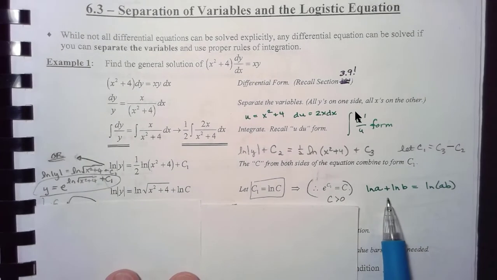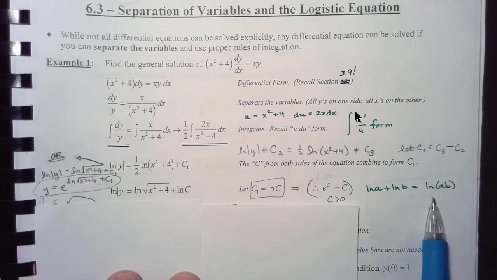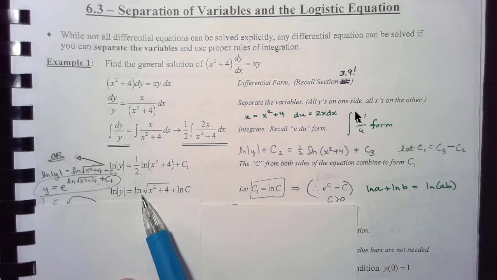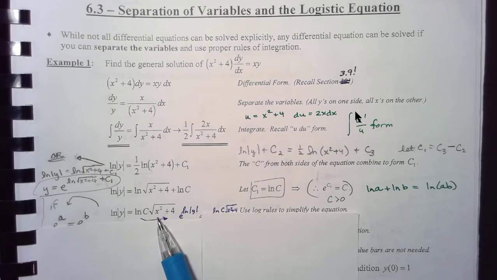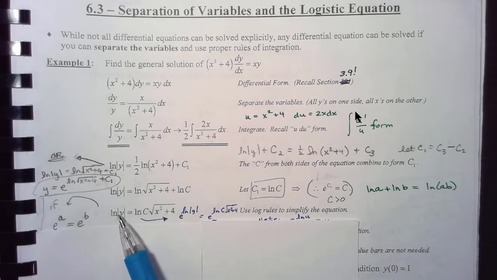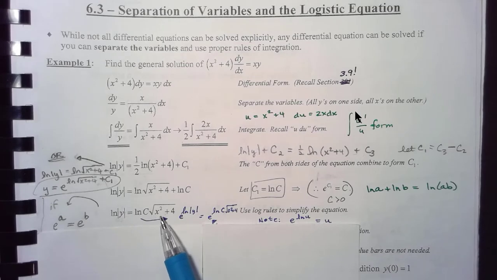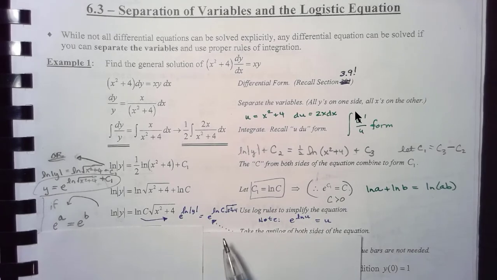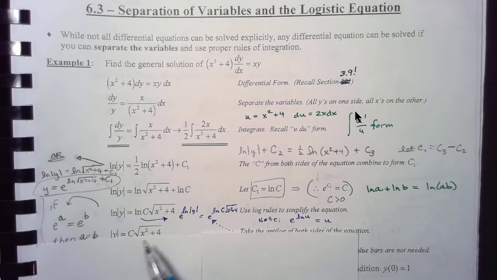And now I have the ln A plus ln B property, which allows me to write this as natural log of C times the square root of x squared plus 4. Now, if I treat each of these as exponents on e, that would be e to the natural log of absolute value of y equals e to the natural log of C times the square root of x squared plus 4. Remember, e to the ln u is u, so e to the natural log of absolute value of y is absolute value of y, and e to the natural log of all of this gives me C times the square root of x squared plus 4.